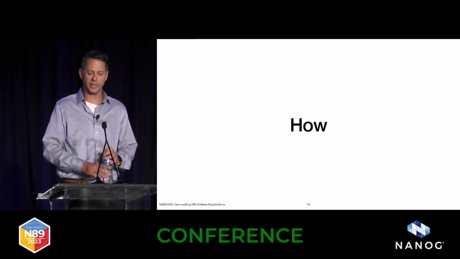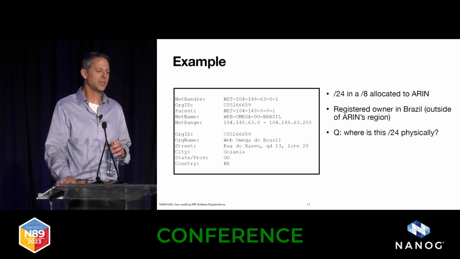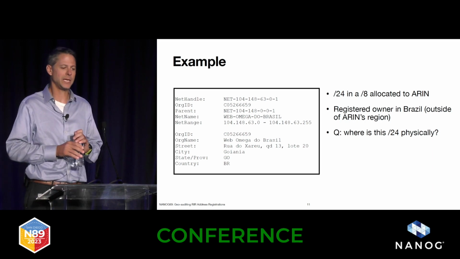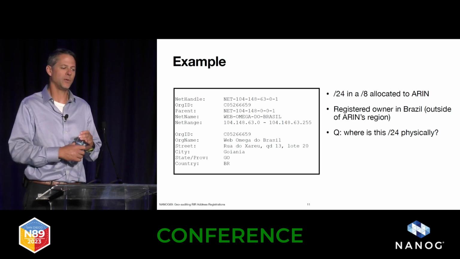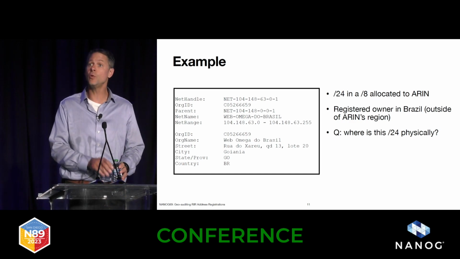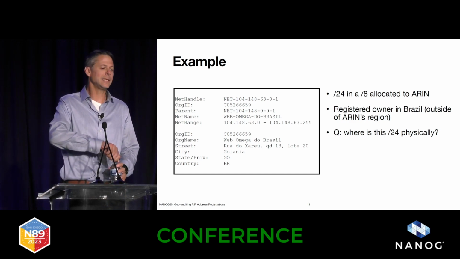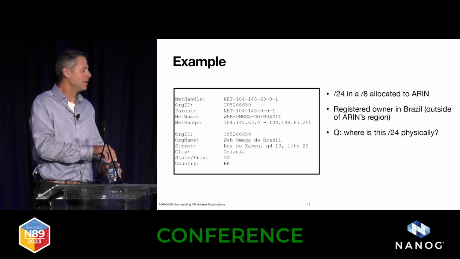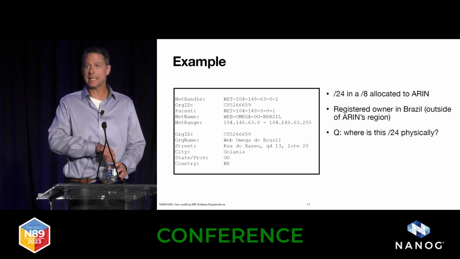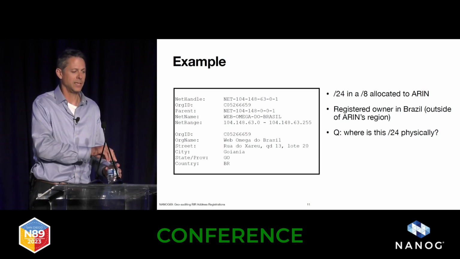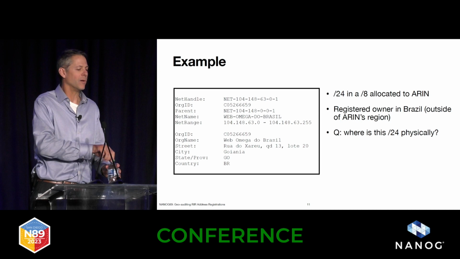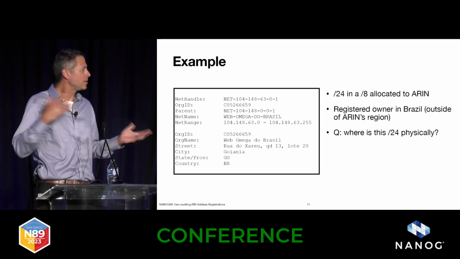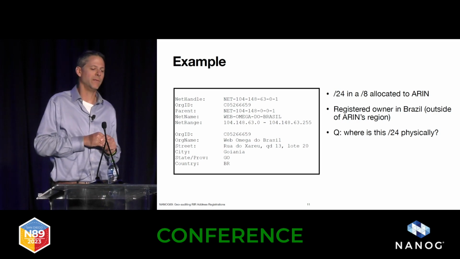So how are we doing this? Let me just start. I think most folks have seen examples of the information in the registries. Here is an example from ARIN. This is actually 2 records within an ARIN database. This is a /24 that's within a /8 that's allocated to ARIN. The organization in this case that corresponds to this /24 is actually an organization with an address in Brazil. Now you may note that, of course, Brazil is outside of ARIN's region.